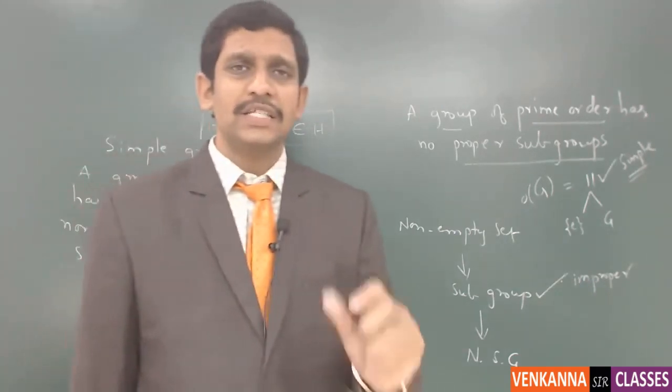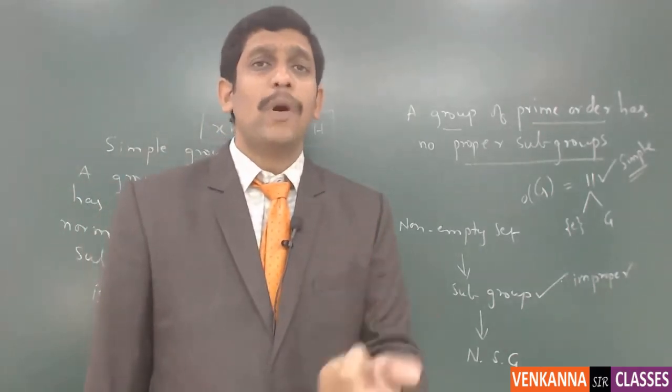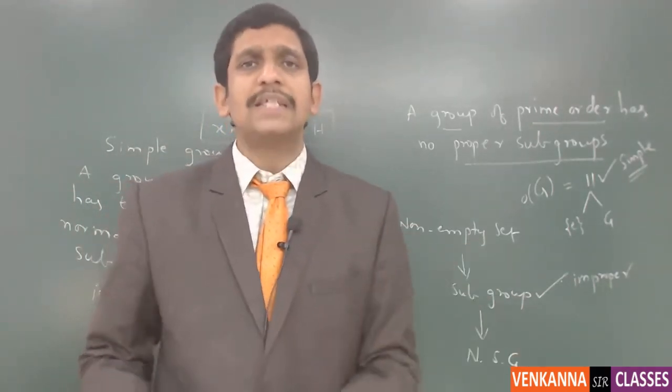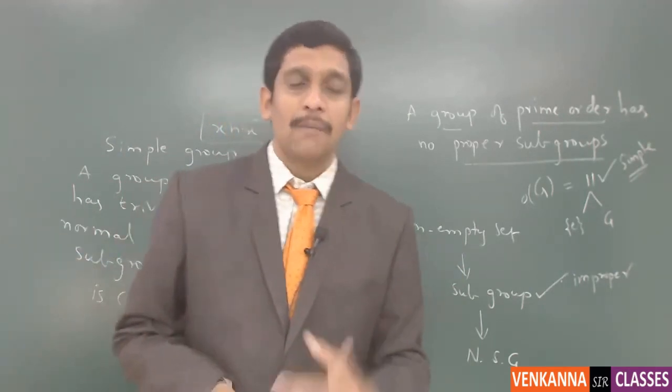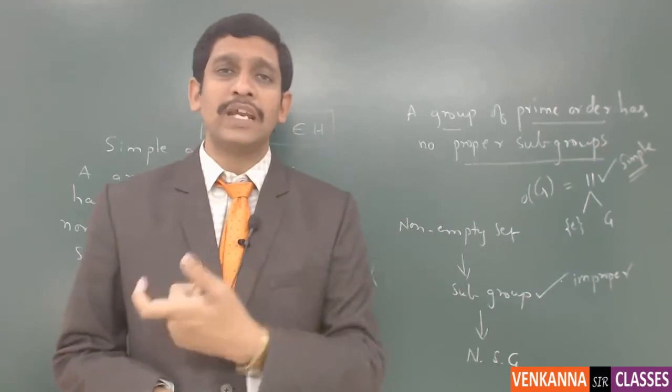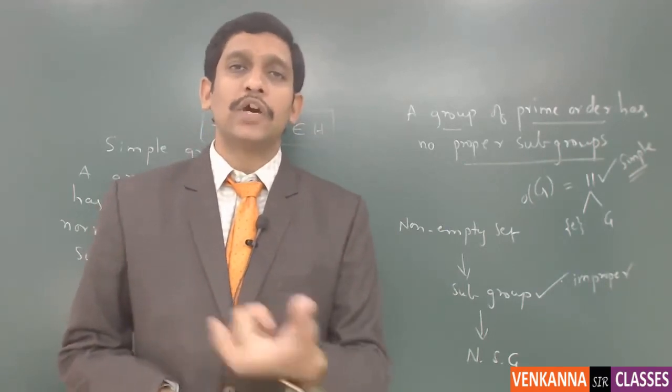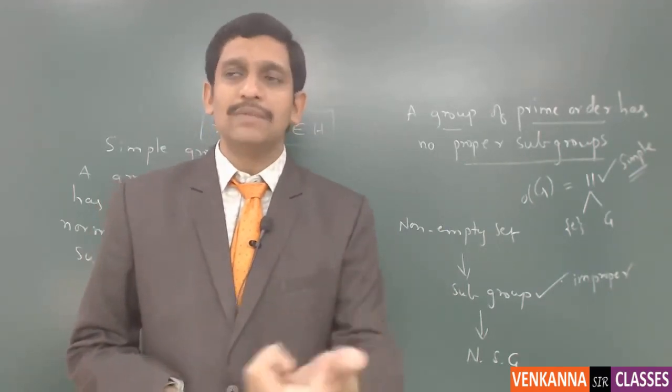One checking condition is, if you take a group of prime order, by default it is a simple group. There are other groups also having different order. But one justification that we can immediately say is that if you take a group of prime order, it is nothing but a simple group.